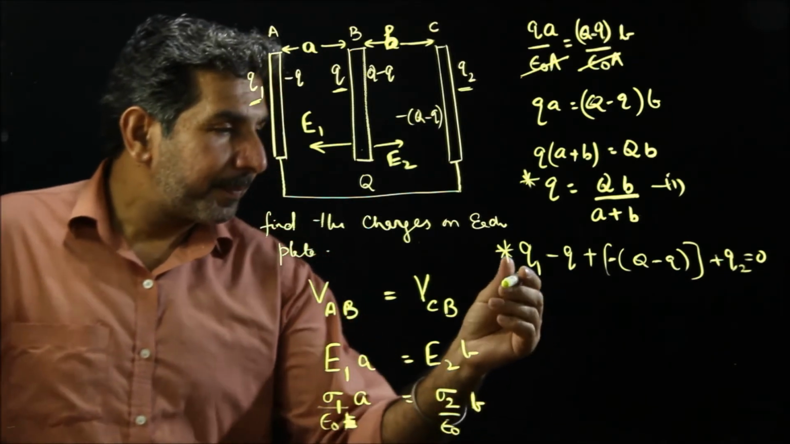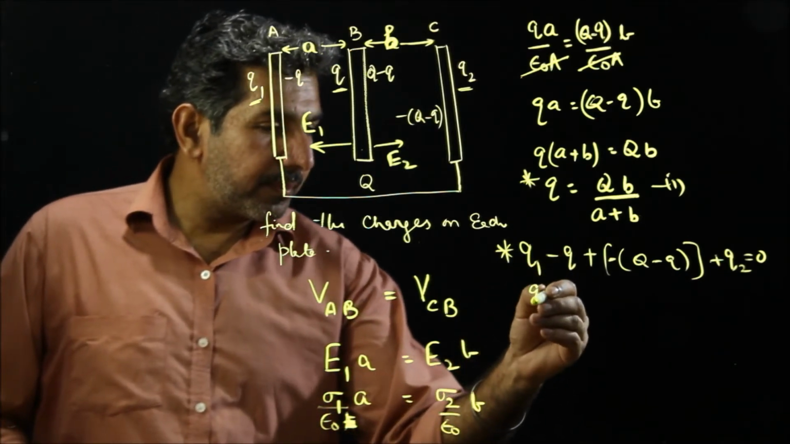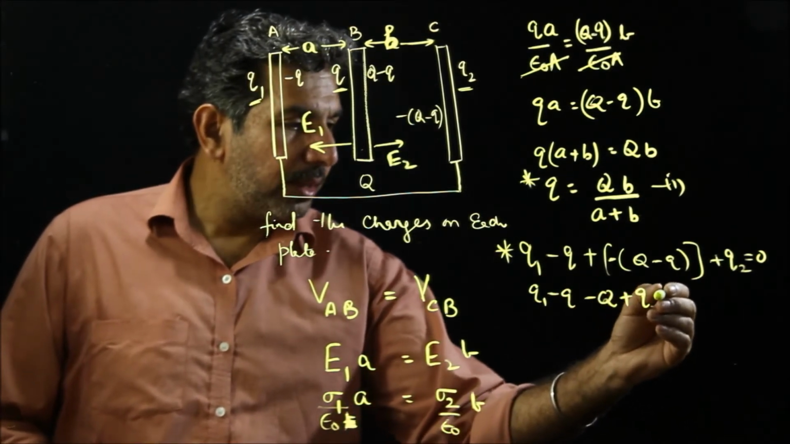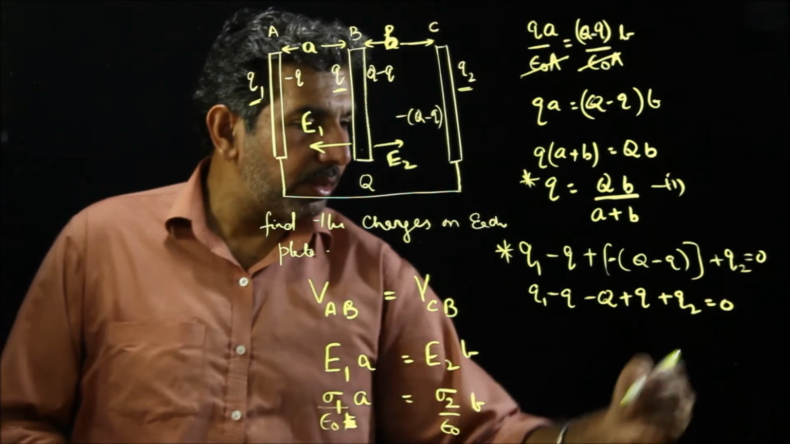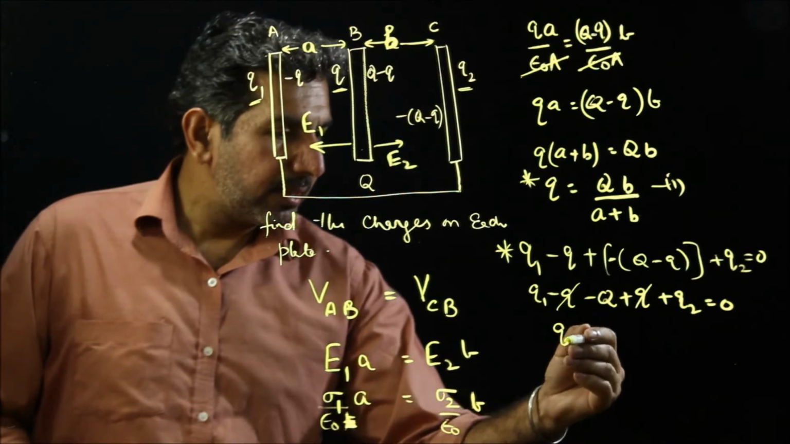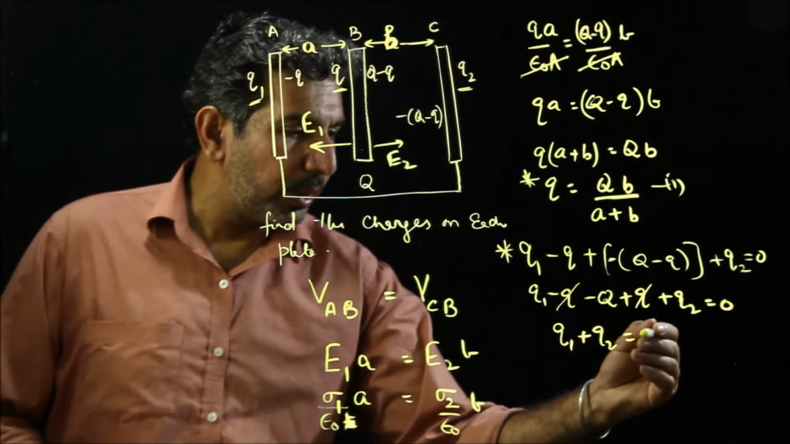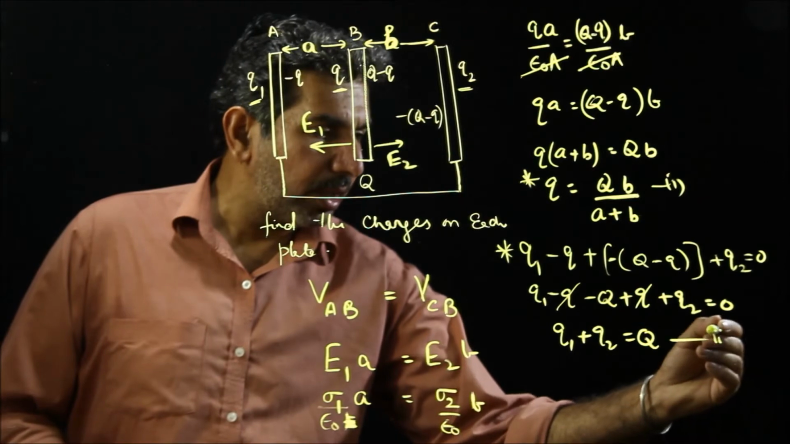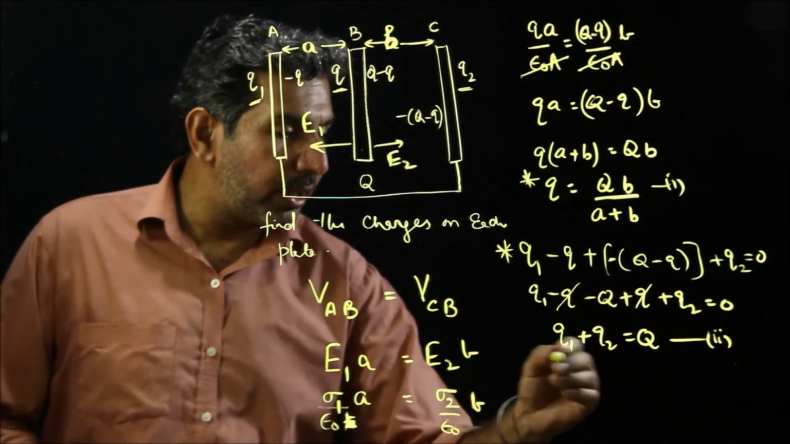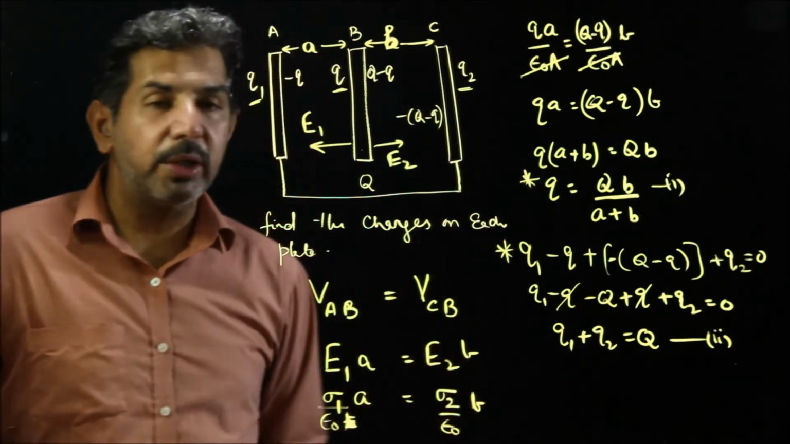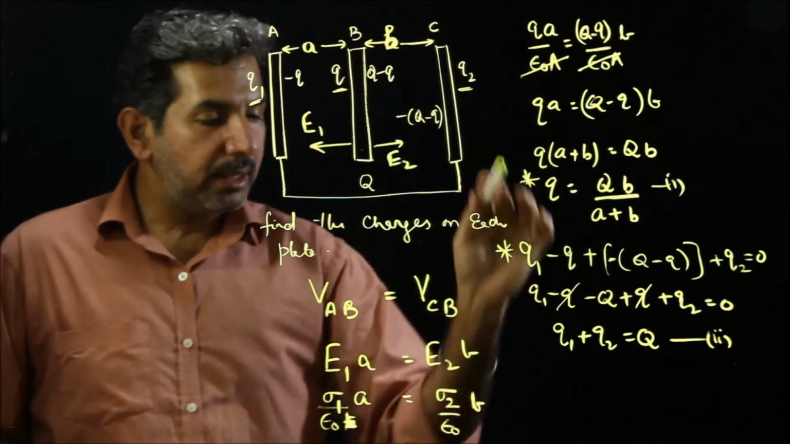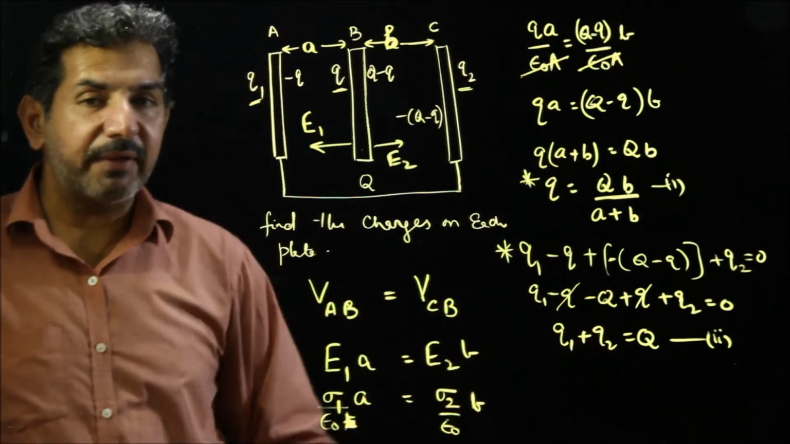So it is q1 minus q plus q plus q2 is equal to 0. This gives us q1 plus q2 is equal to capital Q. Another equation you have got. So now you have an equation between q1 and q2, that is q1 plus q2 is equal to Q. This is what we have already found, the equation that we have calculated.